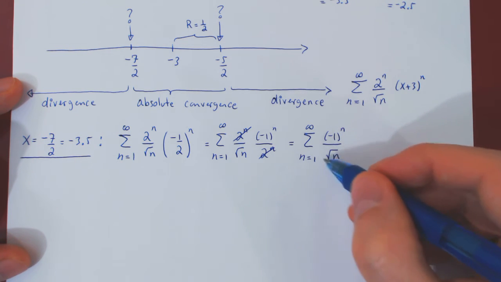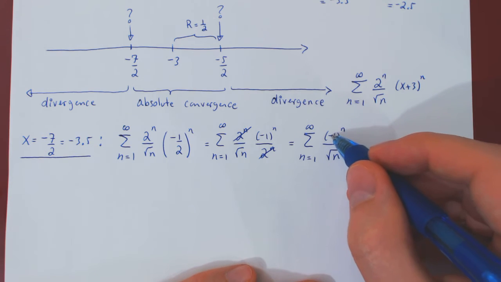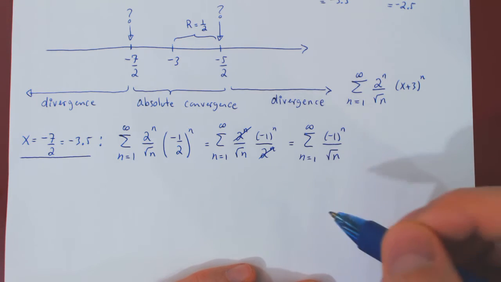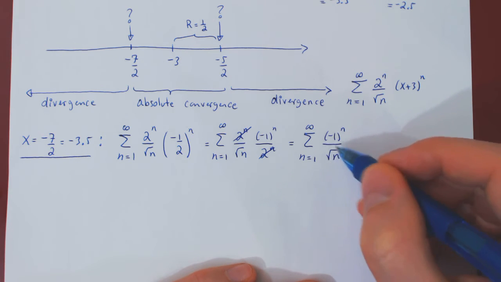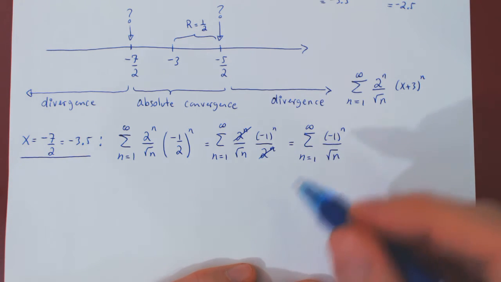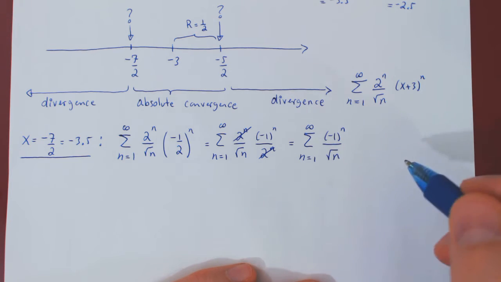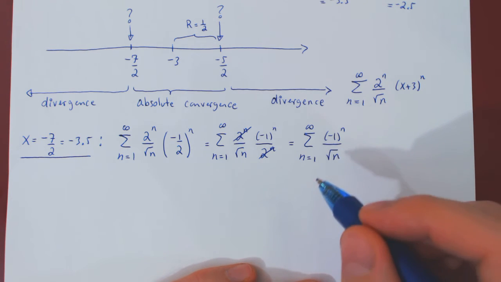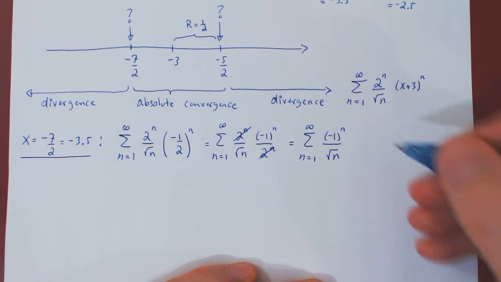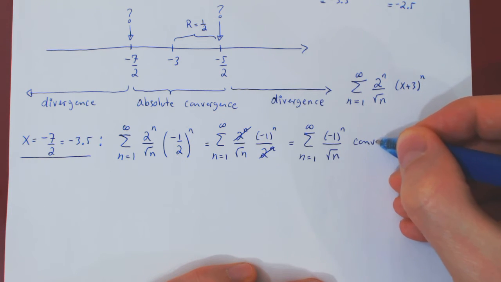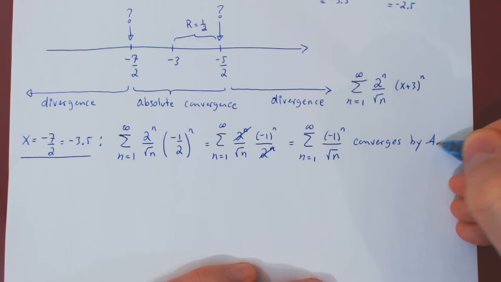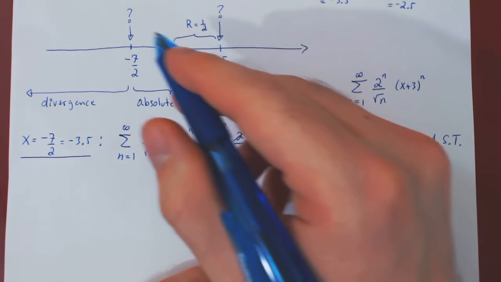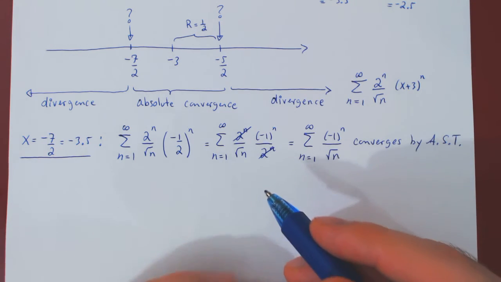And this is a very simple alternating series. Because of the negative 1 to the n, the b_n, the positive part of the sequence, is 1 over root of n. This is clearly decreasing as n increases, and obviously 1 over root of n tends to 0 as n tends to infinity. So this series converges by the alternating series test. So we do have convergence of our power series at the left-hand point of the interval.